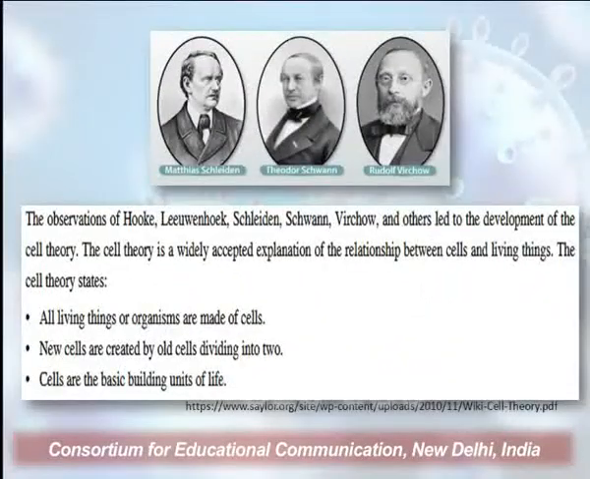Now, the observations of Hooke, Leeuwenhoek, Schleiden and Schwann led to the development of the cell theory. The cell theory is one of the theories regarded as the most explanatory theories of the relationship between cells and living things. It is basically conceptualized into three major points. The first says that all living things, or organisms, are made up of cells. The second is that new cells are created from old cells through division. And the third is that cells are the basic building units of life. These formed the fundamental structure of the cell theory concept.